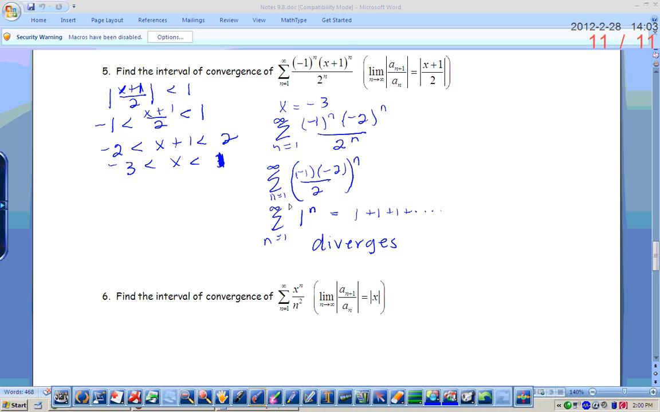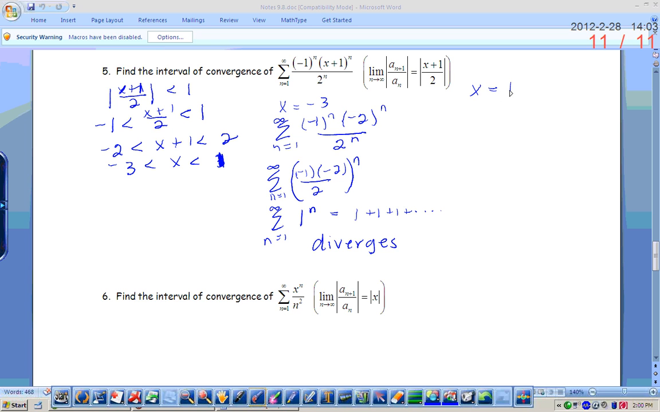1 to the n is also another type of series that you're familiar with. It's geometric, right? And your r is 1. And in order for a geometric series to converge, r has to be less than 1. So 2 different ways to think about that. All right, so that one diverges.